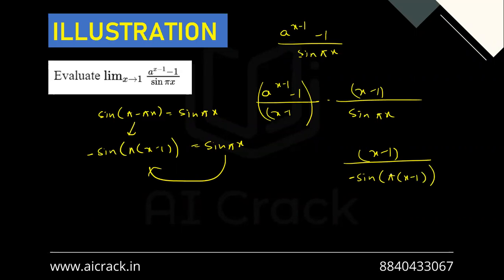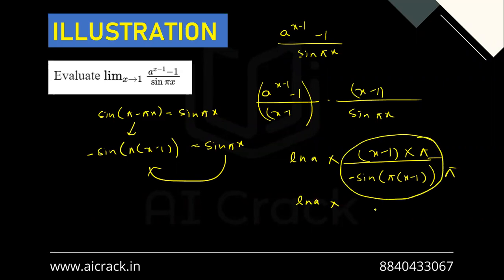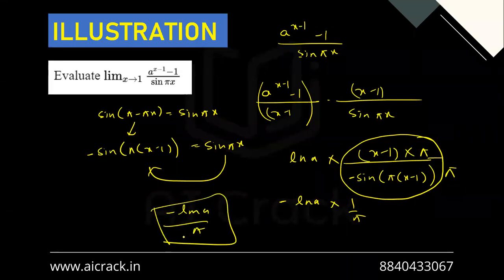But now we have π extra over here. We don't have π over here, so I'll again multiply and divide. So we have, this is ln a over here. So ln a into, this becomes minus 1 by π. So minus ln a by π. This is the answer.